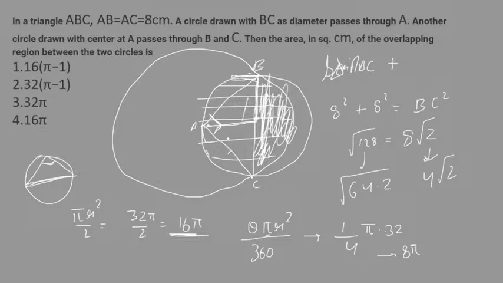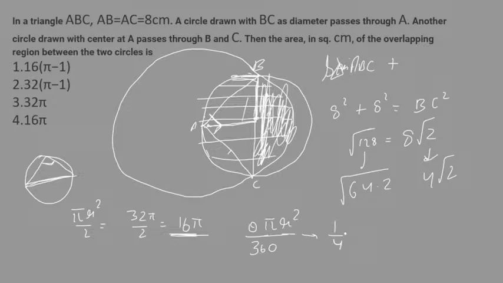So what do I have? I have the area of the semicircle now. Now I have to find the area of the segment. First, let's find the area of the sector, because from that I will remove the area of this triangle. It is theta by 360 into pi r square. What is theta over here? It is 90. So 90 by 360 gives me 1 by 4 into pi into r square.